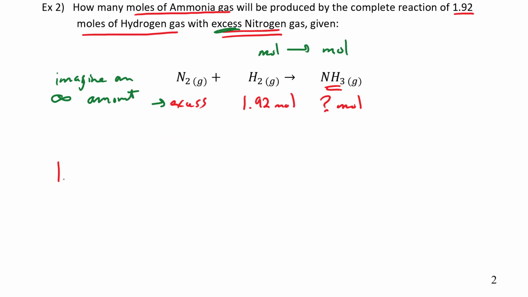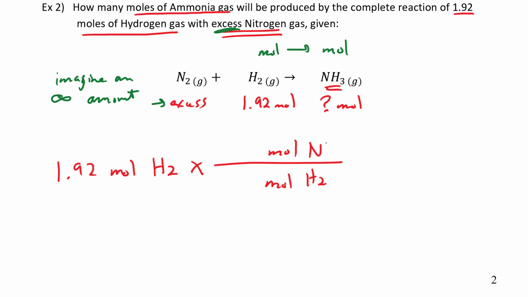Let's write it down. I've been given 1.92 moles of hydrogen. I'm now going to convert from moles of hydrogen to moles of ammonia. The question is, what numbers go in here? We need to balance the chemical equation first. Notice we have 2 nitrogens, 2 hydrogens. Here we have 1 nitrogen and 3 hydrogens. Let's first balance the nitrogen. If I have 2 nitrogens here, I can balance it by putting a 2 in front of my ammonia. Now my nitrogens are in balance.